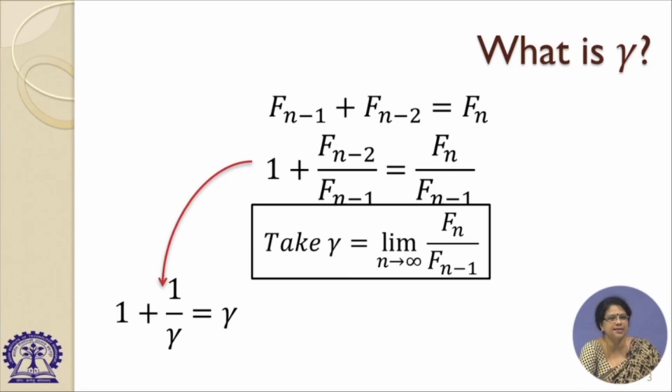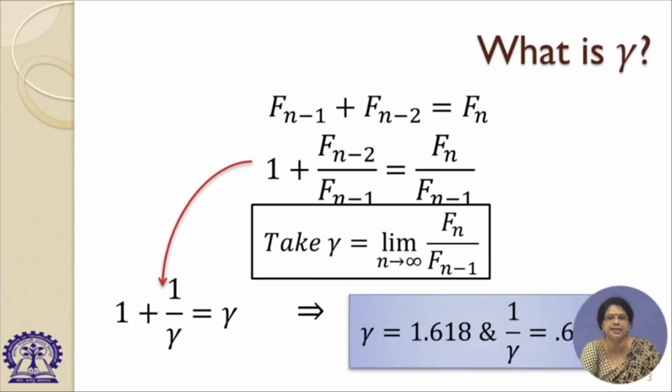Since this is a quadratic equation, we can get the value just like minus b plus minus root over b square minus 4ac divided by 2a. With that, if we consider the positive value, we will see that the gamma value will come 1.618. And 1 by gamma will come 0.618. That is the beauty of it.